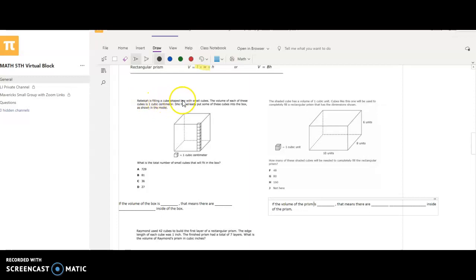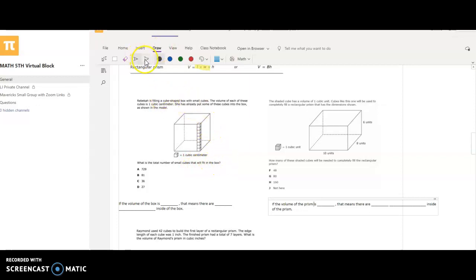Rebecca is filling a cube-shaped box with small cubes. The volume of each of these cubes is 1 cubic centimeter. She has already put some of these cubes into the box. What is the total number of small cubes that will fit in the box?